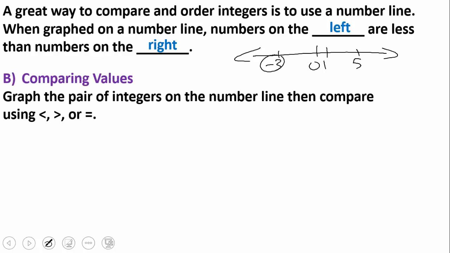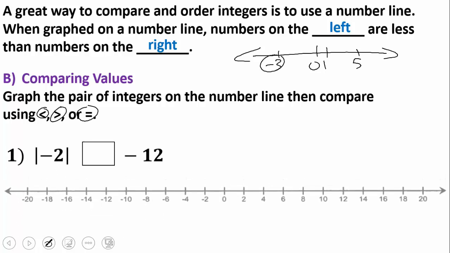So, let's just do that. Let's compare, and we're going to use a number line the first couple times, and then we're going to see what we do when we don't have one. Graphing the pair of integers on a number line, then we're going to compare using our comparison symbols of less than, greater than, or equal to. So let's get right away started.